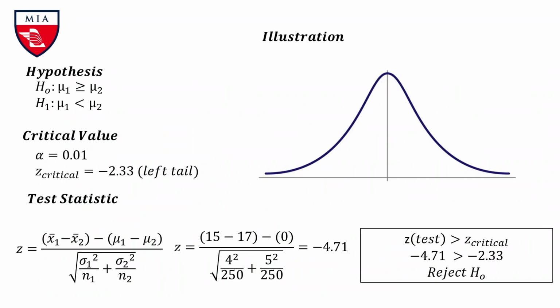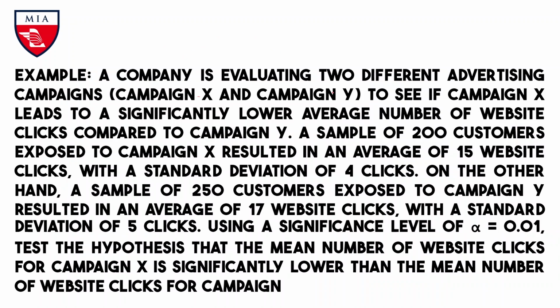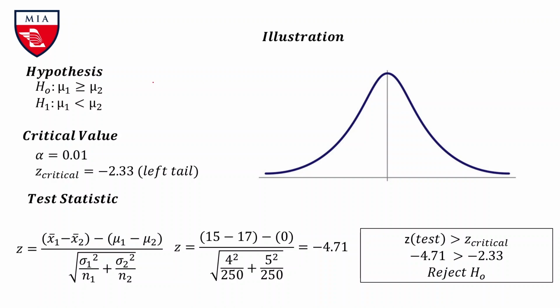So in this case, what is our hypothesis? Our alternative hypothesis here is mu1 is less than mu2, and our null hypothesis is mu1 is greater than or equal to mu2. Based on the problem, the claim is that the mean number of website clicks for campaign X is significantly lower than campaign Y. Therefore, mu1 is less than mu2. If our parameter is less than the other parameter, we will have a left-tailed test. So we will perform a certain z-test.